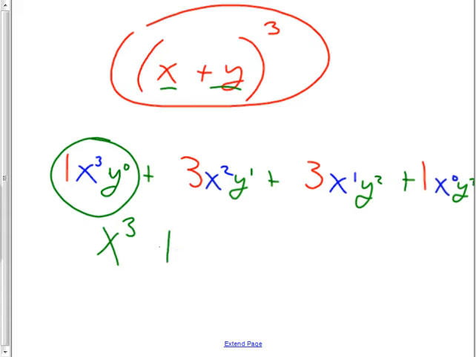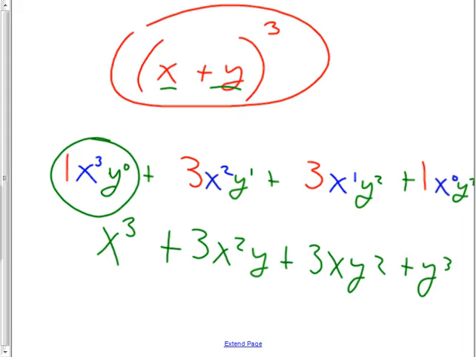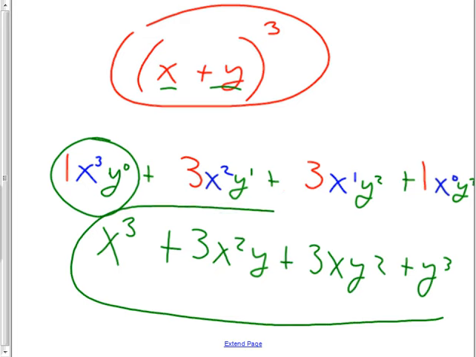x to the third. Plus, this one is the way it is: 3x squared y. And you could put to the 1 if you want, but you don't have to. Plus 3xy squared. And then again, we got some extraneous stuff that we don't really need, the 1 and the x to the 0. So we're just going to write y to the third. There we go. I have expanded x plus y to the third. All right.